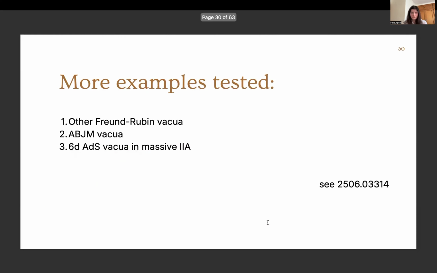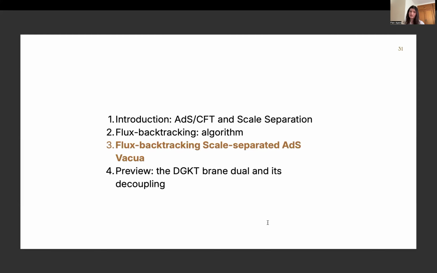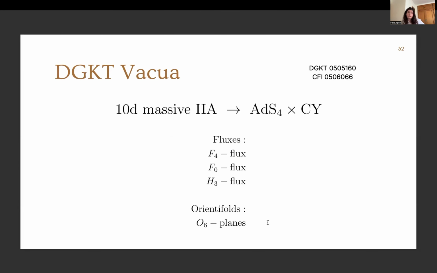And in the paper, we checked some more examples, some other Fern-Rubin vacua, for example, or ABGM vacua, or 6-dimensional AdS vacua, also in massive type 2A. Okay, and now I want to apply it to scale-separated AdS vacua. I'll be focusing on the DGKT vacua.